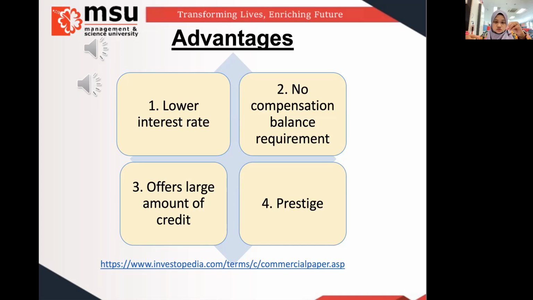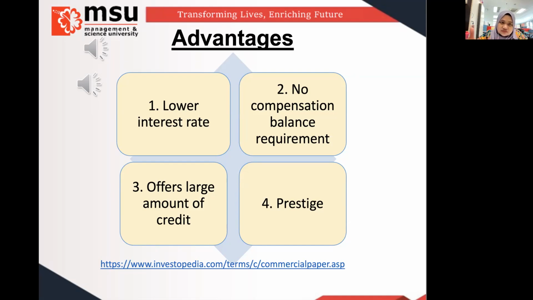Compared to a firm applying for borrowing from a bank, sometimes the bank will ask for a compensating balance. This compensating balance is money that belongs to you, but it is frozen in the account. You cannot withdraw the money. So that is the bad thing about the compensating balance. All right. Third is that it can offer a large amount of credit.